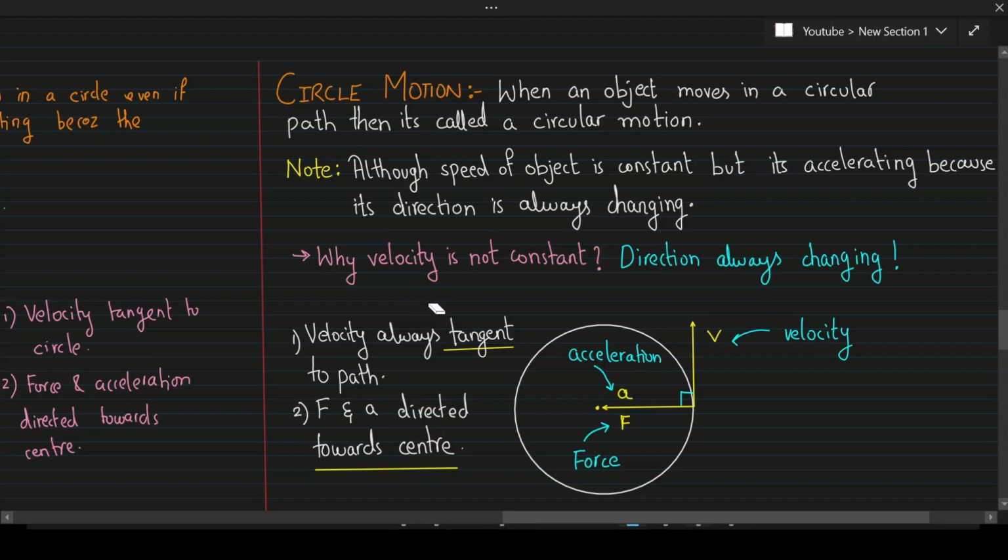So today we will be continuing our lecture on kinematics. This is the third part. In the previous video I covered the kinematics graphs.